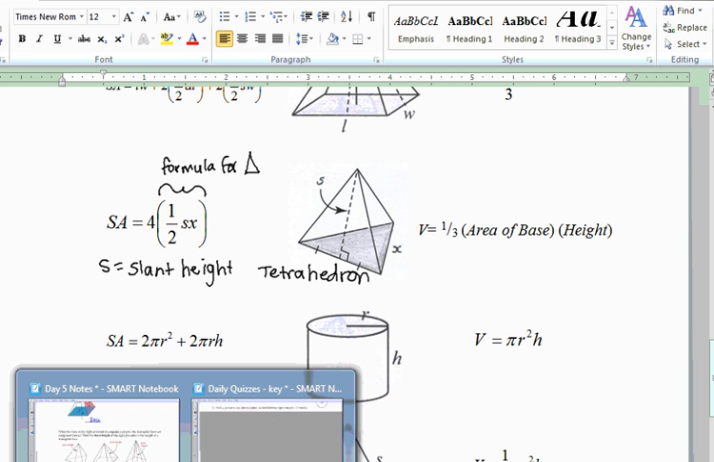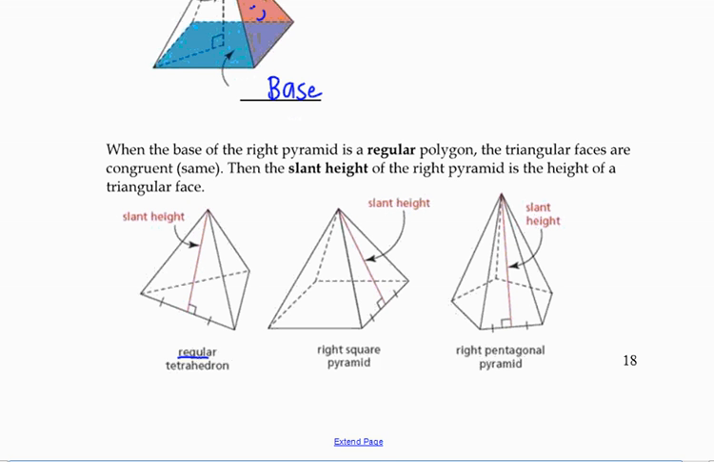Okay, let's go back to this. We have a right square pyramid. Okay? Now, we're going to also deal with the rectangular, which is not drawn here. And we won't deal with the pentagonal, but you can see the slant heights are drawn here. All right? Okay, let's go to the next page. We're going to draw some pictures.